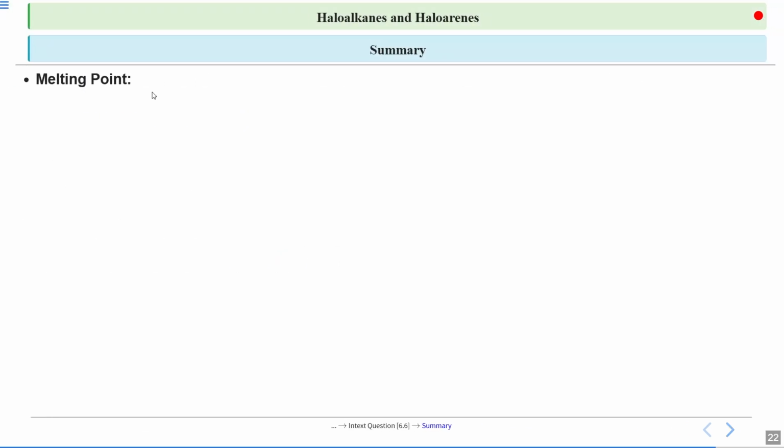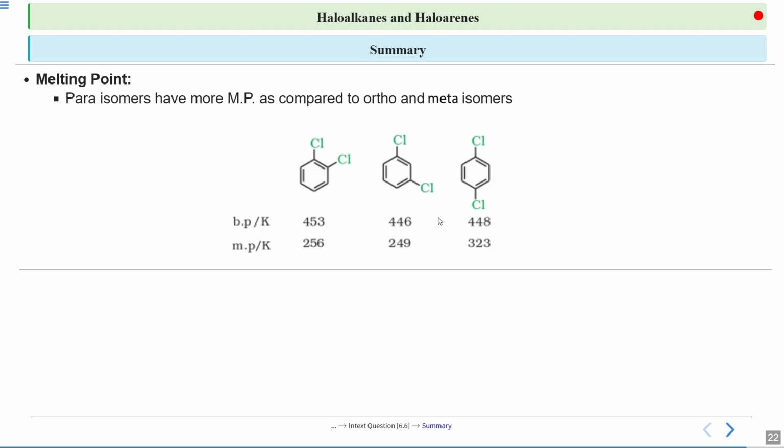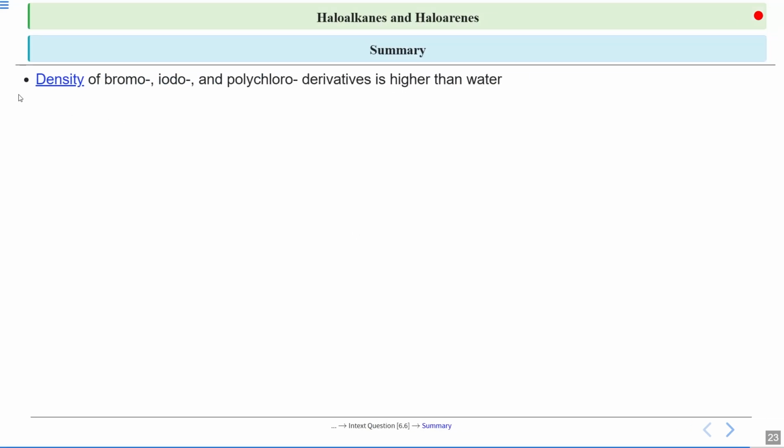Then we have talked about the melting point. So in the haloarenes, para-isomers have a higher melting point as compared to the ortho and the meta-isomers. You can see that if you see the melting point, the para-isomer has the greatest melting point, and the ortho isomer has the greatest boiling point. Density we have talked about: for bromo, iodo and polychloro derivatives, the density is higher than water.